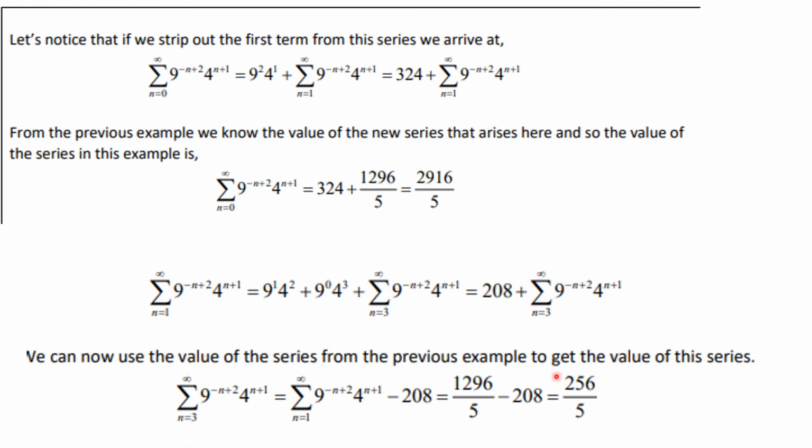Now what we can do is we can do a shifting, as we talked about before. So the summation n equal 3 to infinity of 9 to the minus n plus 2, 4 to the n minus 1 is the same thing as, I can do shifting, and I can get what we have up here. And so when I shift this, I will get 1296 over 5 minus 2008. And so this is going to be 256 over 5. Make sure you follow these calculations.